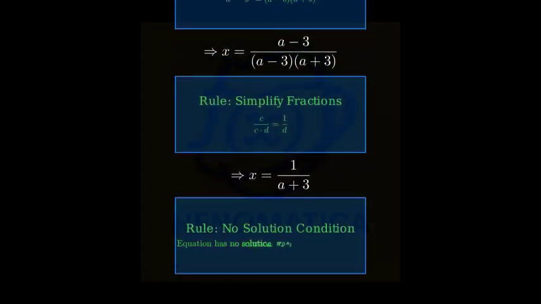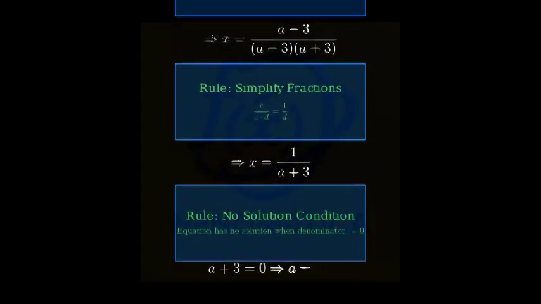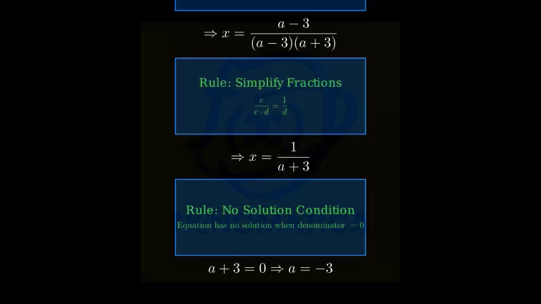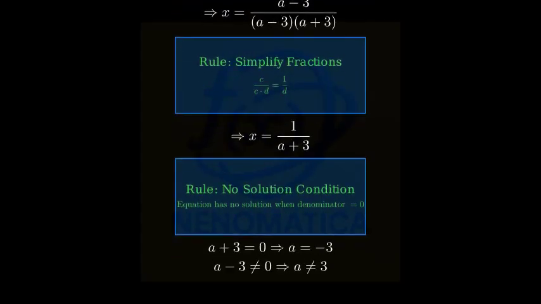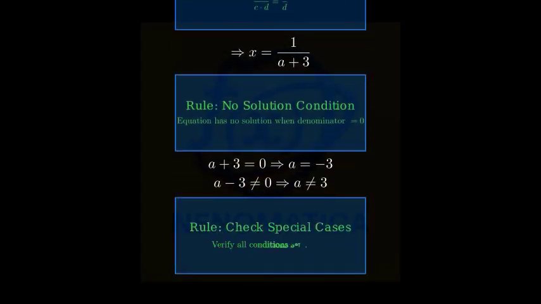Now, when would this equation have no solution? A fraction has no solution when its denominator is equal to 0. In our case, that happens when a plus 3 equals 0, which means when a equals negative 3. However, we need to be careful here. We need to check the conditions under which our simplification is valid. Our simplification assumed that a minus 3 is not equal to 0, which means a is not equal to 3. Let's check what happens when a equals 3.